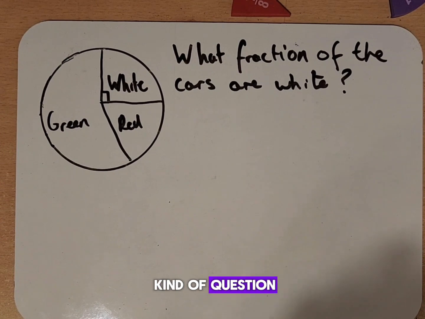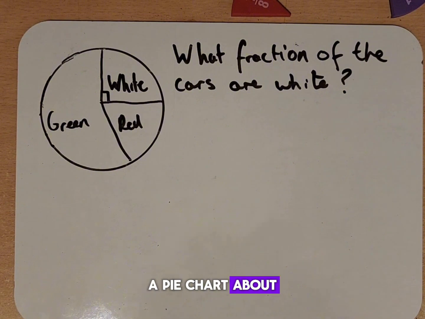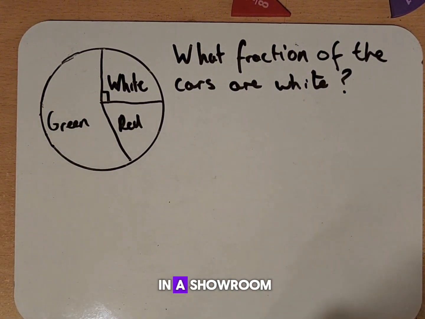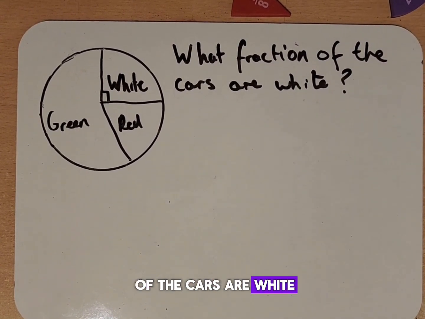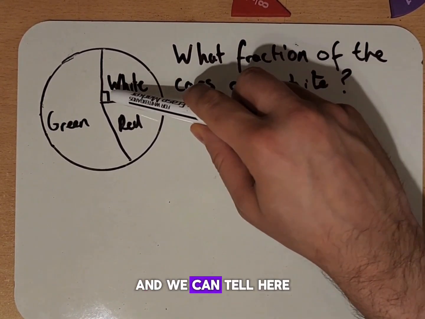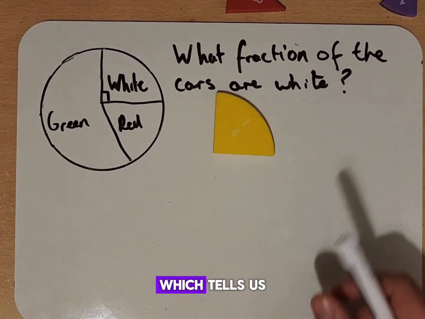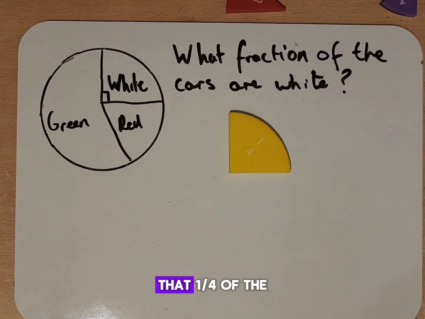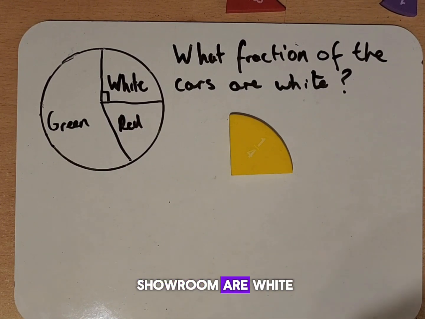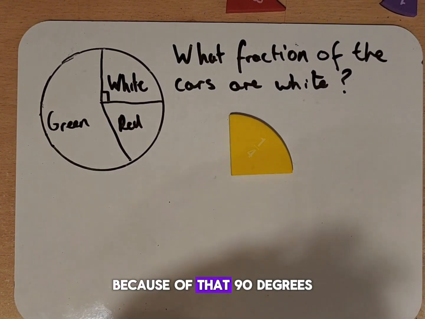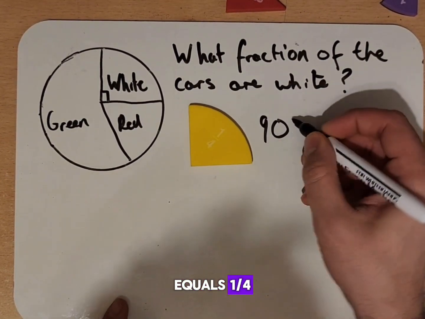Now we can have a look at this kind of question where we have some information, a pie chart about the colours of cars in a showroom. One of the questions here is, what fraction of the cars are white? And we can tell here by this little square that that means 90 degrees, which tells us that a quarter of the cars in the showroom are white. Because of that 90 degrees, remember 90 degrees equals a quarter.